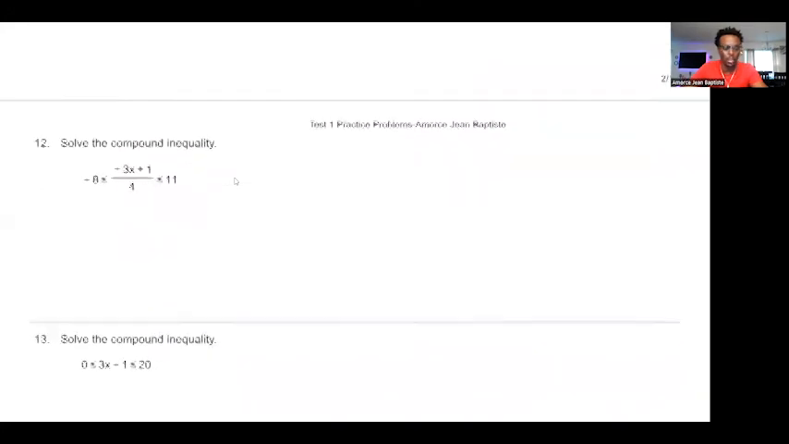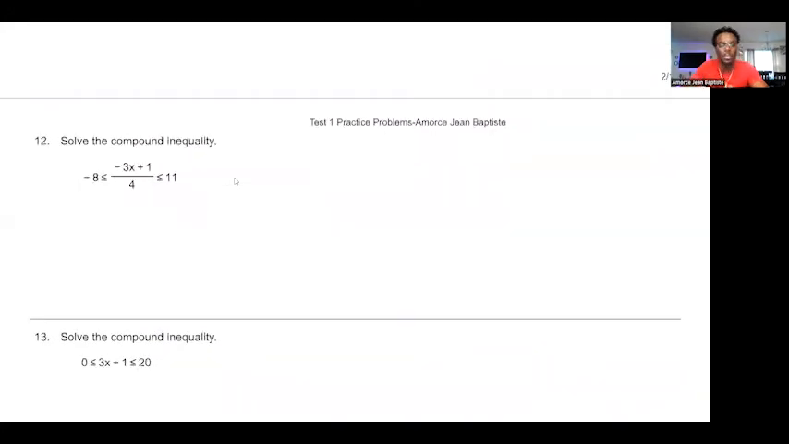Okay, so now let's see this one here. What is it? It's a compound inequality. Then we're going to need to also find the least common denominator. In this case, it's easy to find because there is one denominator, that is 4. Multiply everything by 4. Negative 32 is less than or equal to negative 3x plus 1, which is less than or equal to 44. And then now we need to subtract 1 on both sides, and that gives me the new equation.